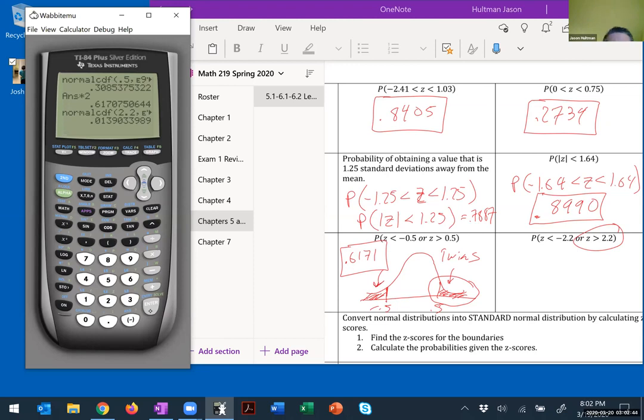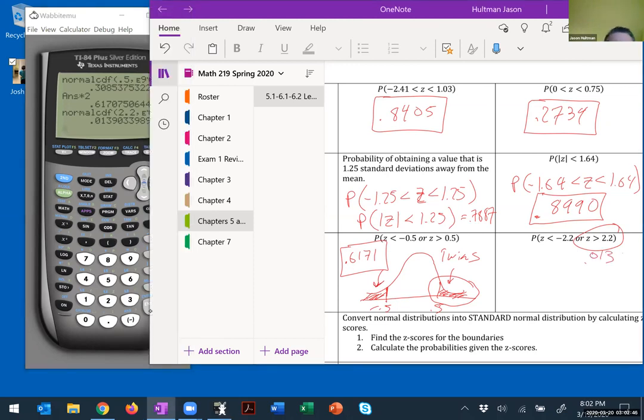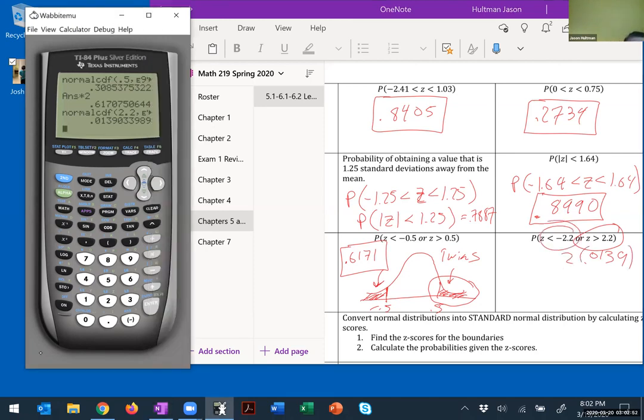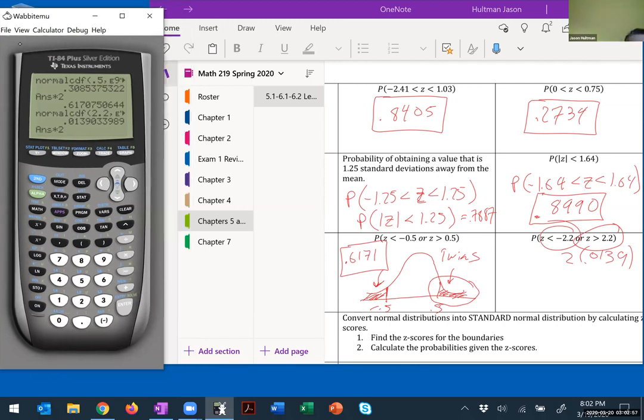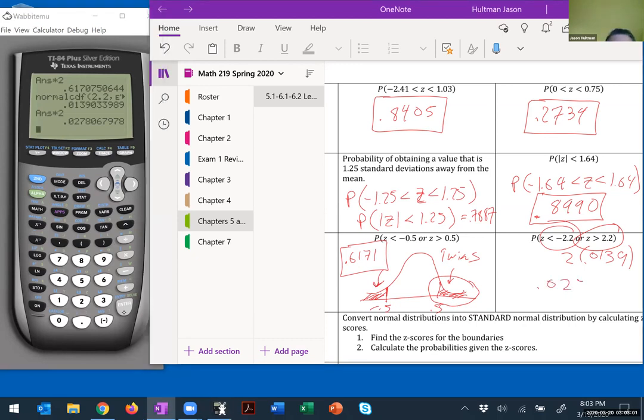Again, don't forget to multiply by 2. This part here is 0.0139, but you have to multiply that by 2 because of both parts. So times 2 is equal to 0.0278.